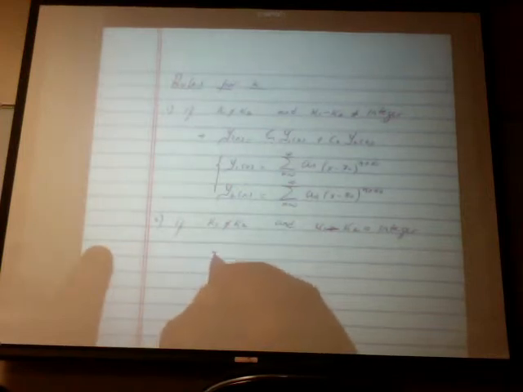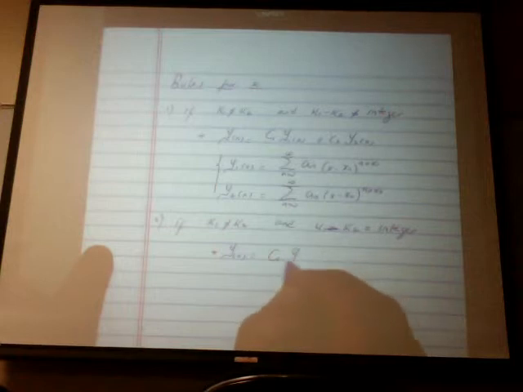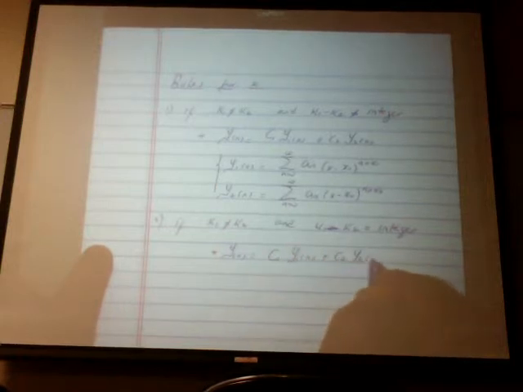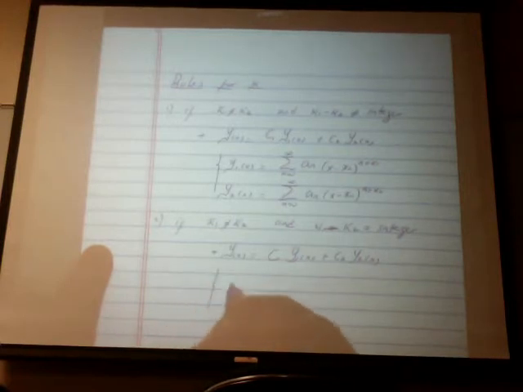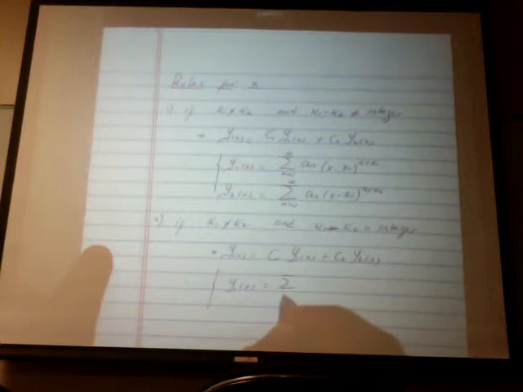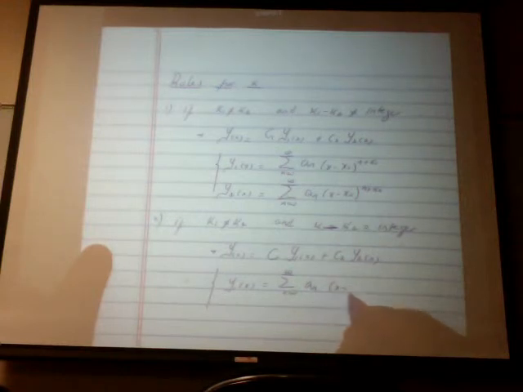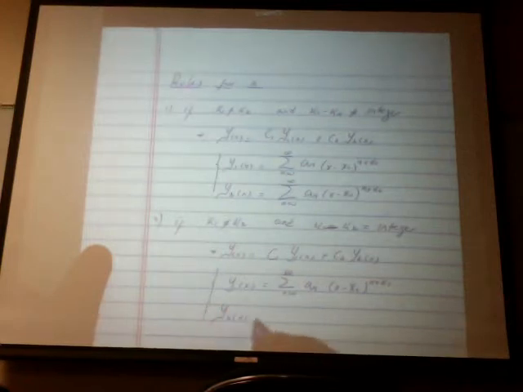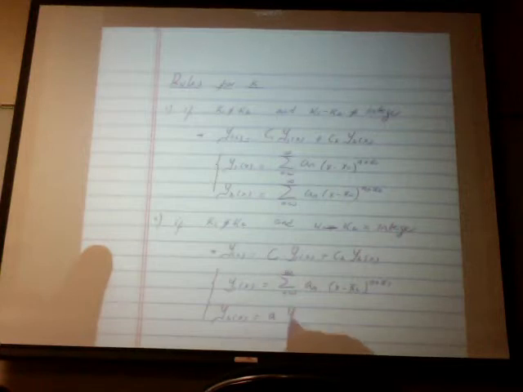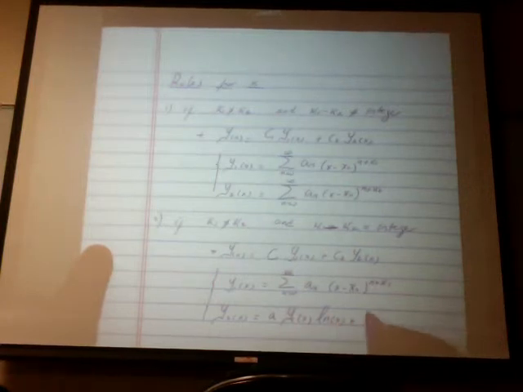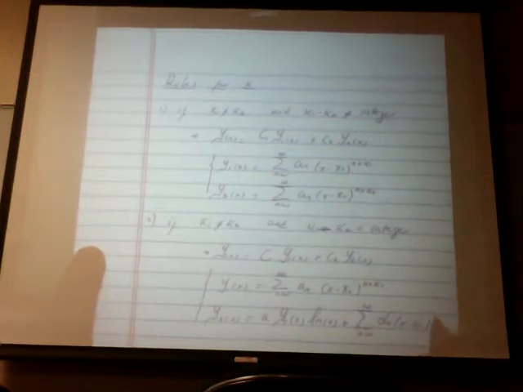So in this case, y of x is equal to c1 times y1 of x plus c2 times y2 of x, such that y1 of x is equal to the summation from n equals 0 to infinity of an times (x minus x0) to the power n plus k1, and y2 is a y1 of x log of x plus the summation from n equals 0 to infinity of dn times (x minus x0) to the power n plus k2.